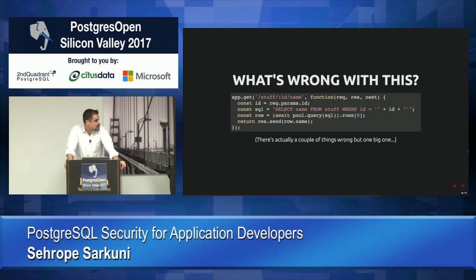So, kind of switching gears a bit, this is Node.js right here. Can anyone point out what's wrong with this piece of code? There is more than one thing, but there's one gaping, really bad thing.